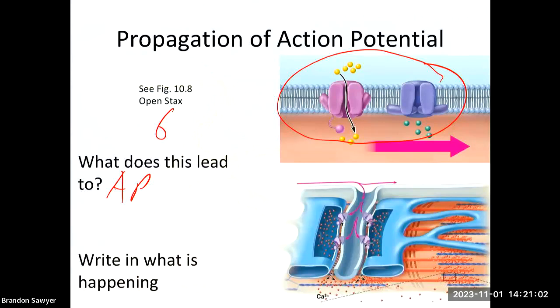Okay, what else? What's number 7? Yeah, it spreads along the sarcolemma. Yeah, we see that happening here, right? Now we're back to what we've already learned about, right?